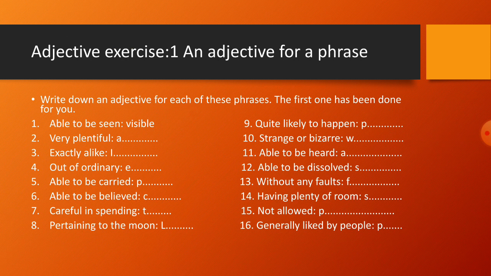Able to be seen. It's visible. So instead of saying that you have the ability to be seen, no, you will use the word visible. She is visible or invisible. So this is what an adjective is. This is the beauty of an adjective. You can just use one word to describe a whole lot of things.